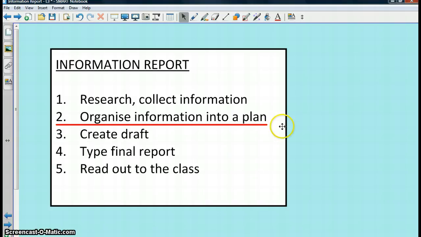On this, I just showed them that this was the second point of what they needed to be doing. So after their research stage, they now need to start organising the information into a plan.